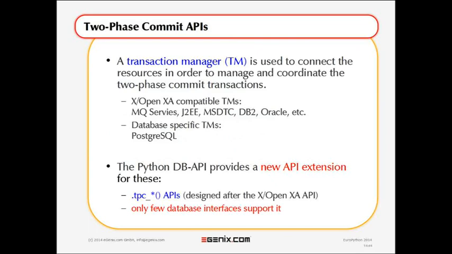To make it easier to deal with these transactions across multiple databases, there's something called a transaction manager. This is not in Python. This is usually done in some other system. For example, there's MQ Series from IBM or J2EE, or Microsoft has this DTC mechanism. Some database systems, DB2 and Oracle, offer these transaction managers. You can sometimes hook into them from Python. There are Python APIs for some of these, and you can use them, or you can use a database-specific one, like, for example, the one that's integrated into Postgres.